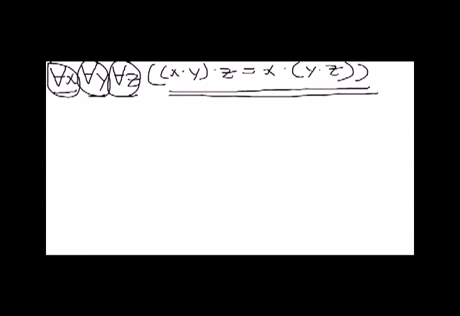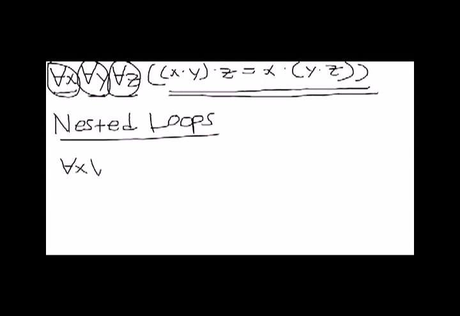Now, let's take a quick detour and explore a different perspective of nested quantifiers. You can think of nested quantifiers not as quantifiers per se, but as nested loops, to put more of a programming lens on this concept. So let's consider universal x, universal y, p of x, y.